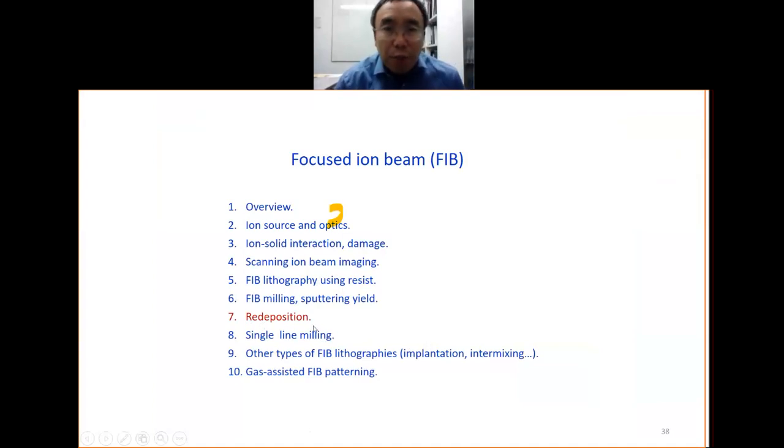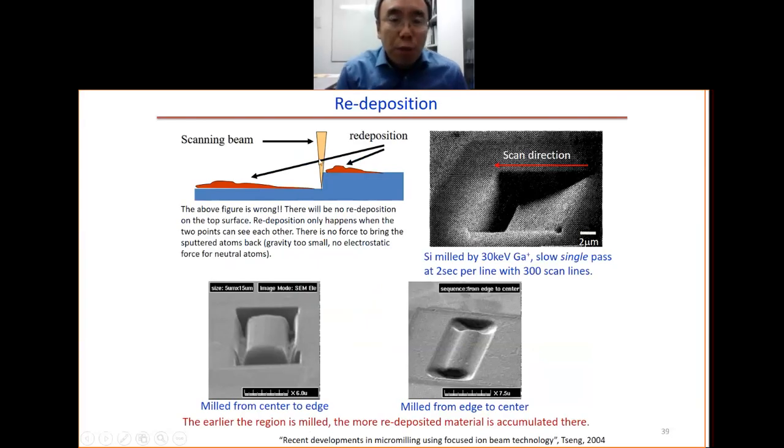So now let's look at the redeposition. As we have seen, redeposition is a big problem. When you mill the material, there will be redeposition. For example, if you mill this part here, the material will be deposited to the nearby area. So this is the redeposition. This picture I took from the internet. But later on, if you think carefully, you will see that there should not be redeposition here. There's no way for the material to come back. The material is bombarded away, and it will go away. So the drawing here is wrong.